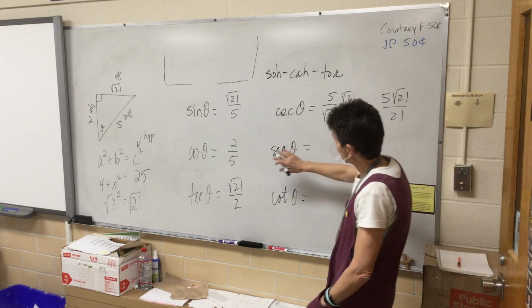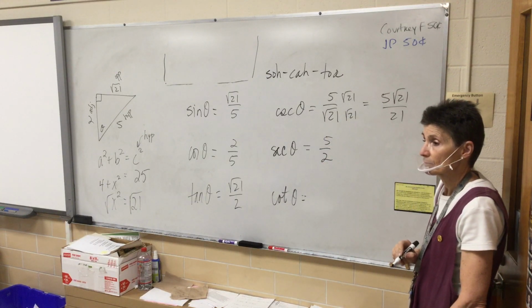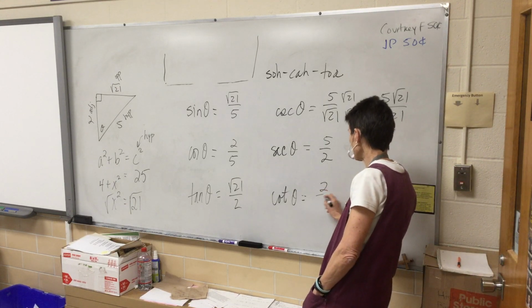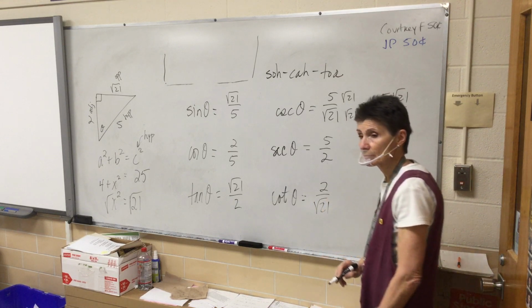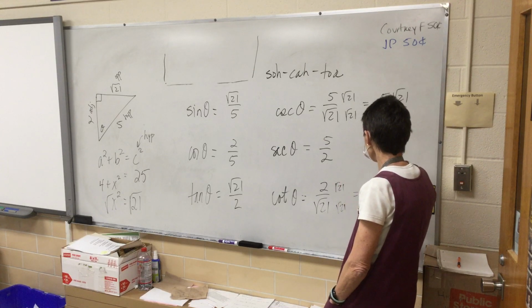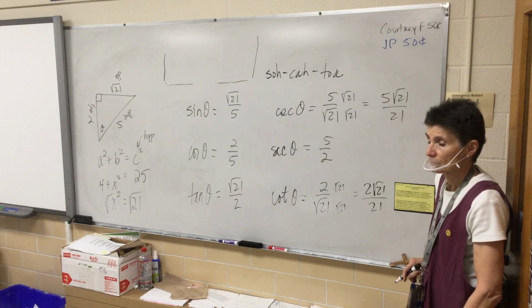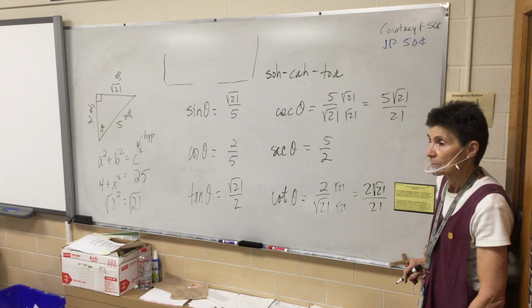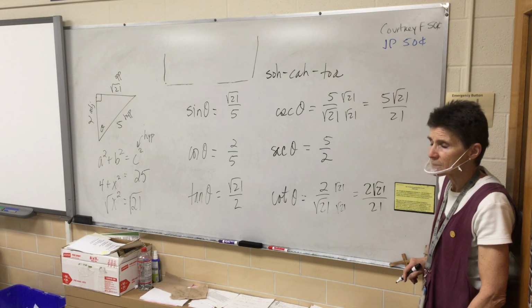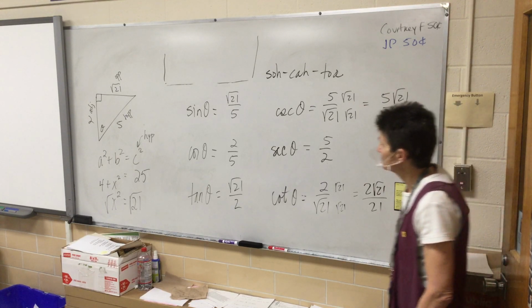The secant isn't going to be a problem. The secant is just going to be 5/2. And then the cotangent is going to be a problem because it's 2 over root 21, which I'll have to multiply. So 2 root 21 over 21. Okay, so there's lots to remember and keep straight, but it's easy stuff. There's just a lot to keep track of.